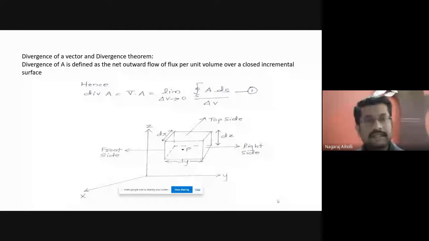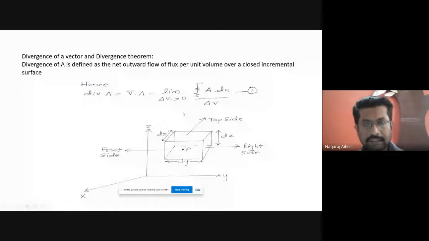In the previous class, I had given the definition of the divergence theorem. The divergence of vector A is defined as the outward flow of flux, that is the closed surface integral of A dot ds, per unit volume, divided by delta V, as delta V tends to 0 over a closed incremental surface.